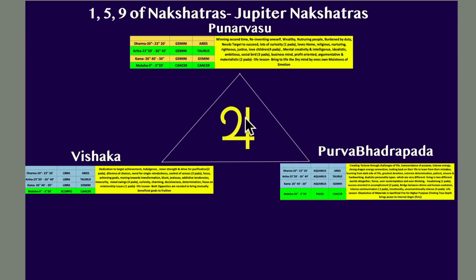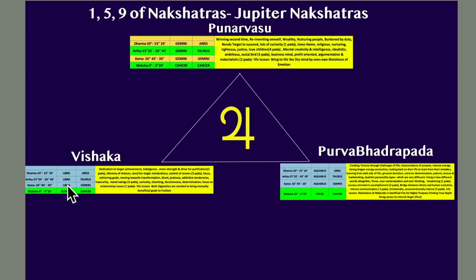Now, we need to find a pattern. We need to find the code. The code of Jupiter says, Punarvasu, it's exalted in two padas, in the second as well as fourth, but let's just focus on the fourth for now. Cancer going into Cancer, the most exalted form of Jupiter, okay, in Punarvasu.